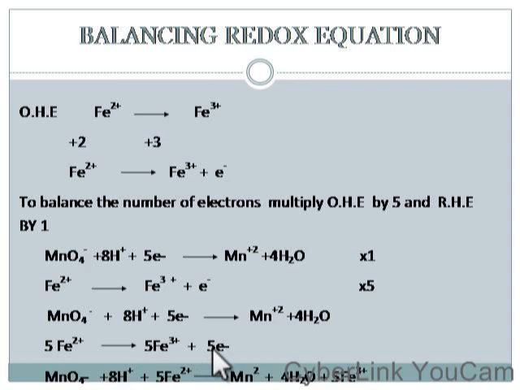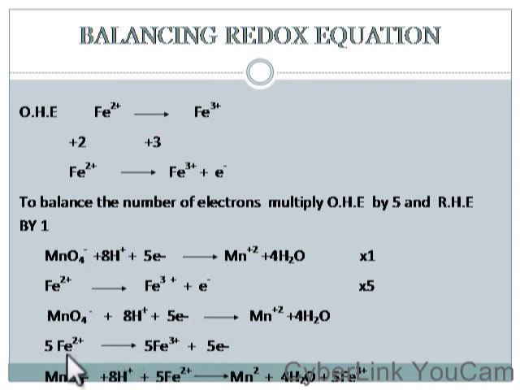So after adding that, the next thing is to add up the half equations now. When you add them up, you cancel the number of electrons. So 5 we cancel 5, because we have 5 on the left hand side, we also have 5 on the right hand side, so they cancel each other, and then the equation becomes balanced now.